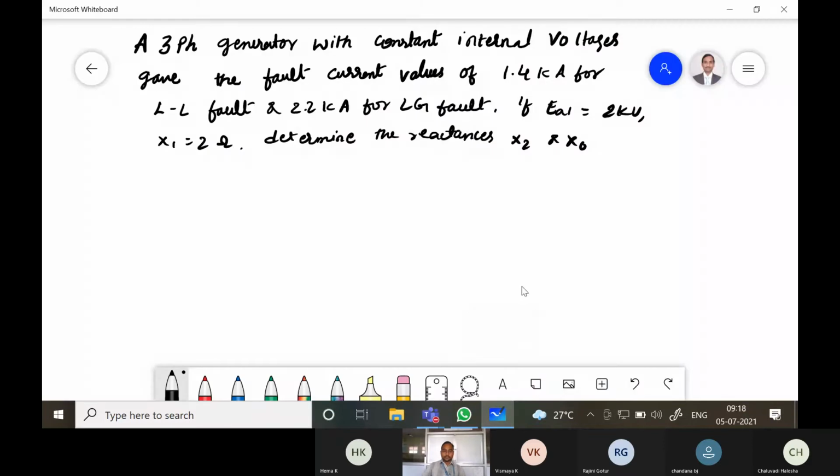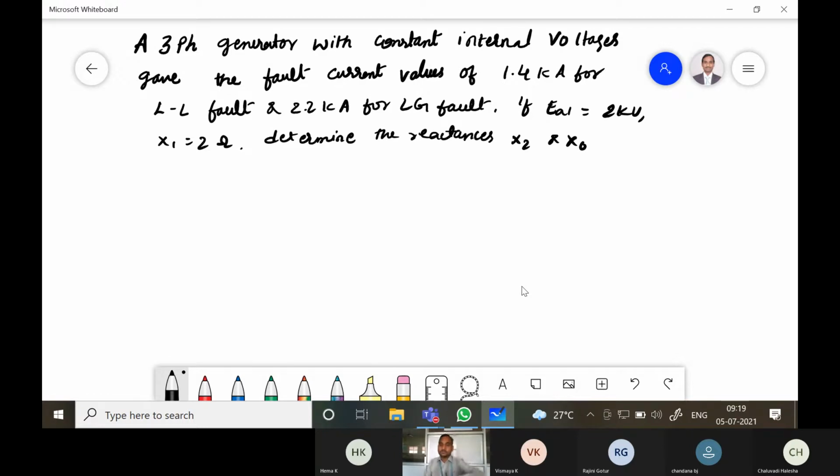Good morning everyone. Today we'll solve some more problems on unsymmetrical faults. Take this problem. A three-phase generator with constant internal voltages gave the fault current values of 1.4 kiloampere for LL fault and 2.2 kiloampere for LG fault. If EA1 is equal to 2 kV and x1 is equal to 2 ohm, determine the reactances x2 and x0.